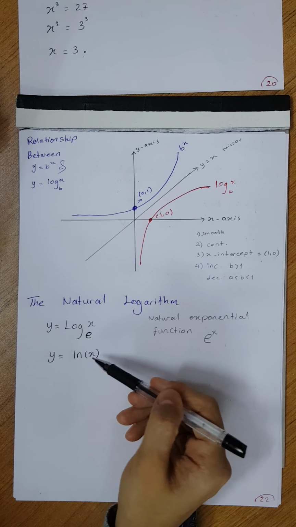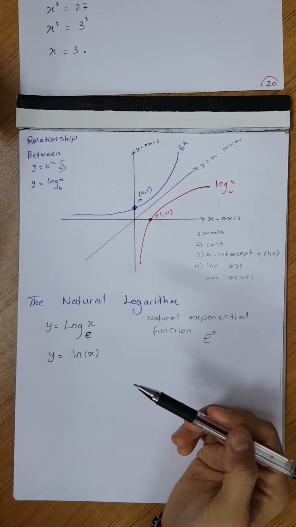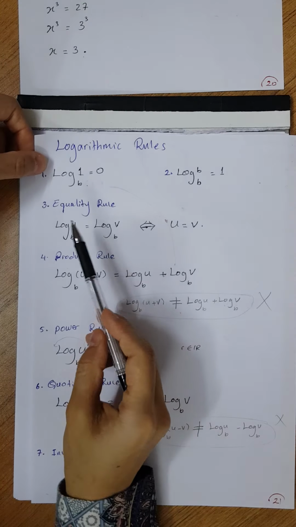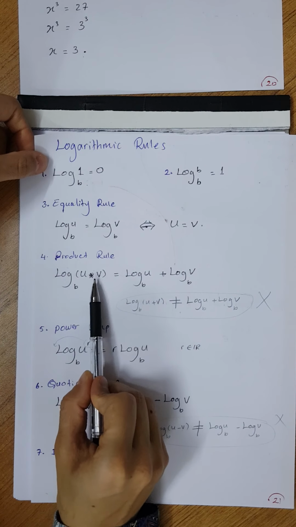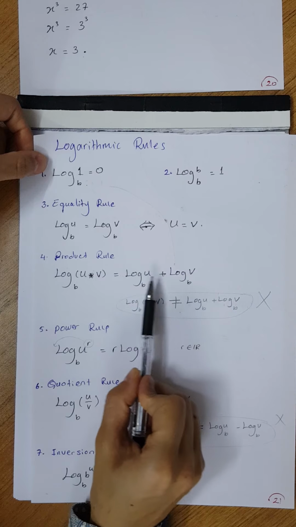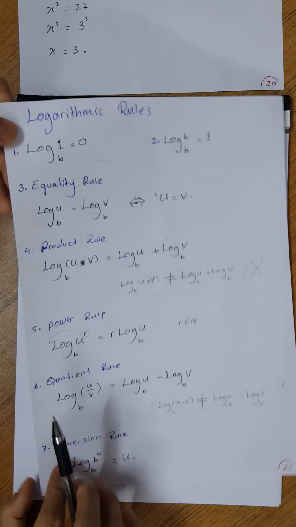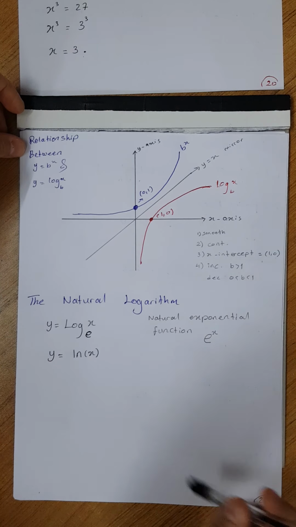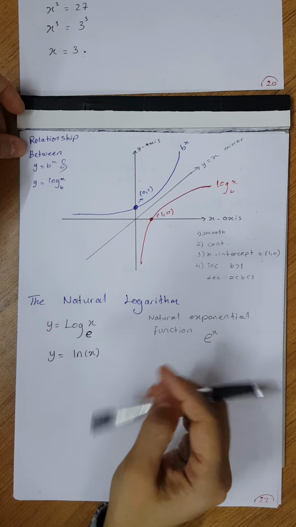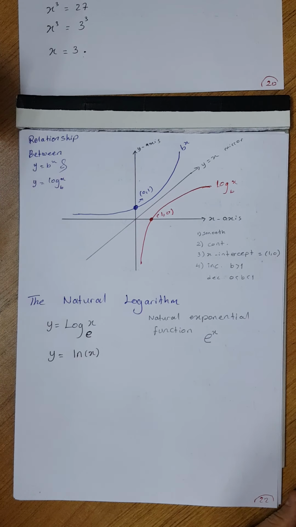Of course, ln of x has the same properties as logarithmic functions. It also holds those rules: the equality rule, the product rule. For example, ln of u multiplied by v will be ln of u plus ln of v. So all of the rules of logarithmic functions apply to the natural logarithmic function. Why? Because the natural logarithm function is again a logarithmic function, but something special has happened to it.